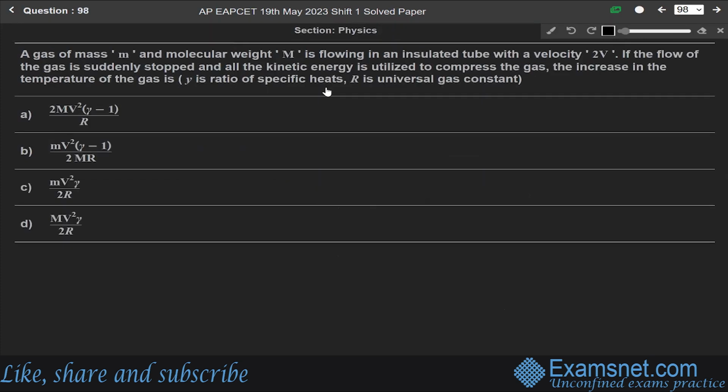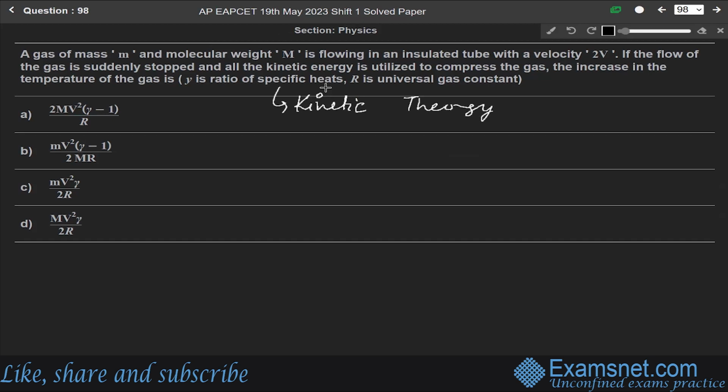Now next question 98. A gas of mass m and molecular weight capital M is flowing in an insulated tube with a velocity 2v. If the flow of gas is suddenly stopped and all kinetic energy is utilized to compress the gas, the increase in temperature of the gas is, okay. So this question is again from the chapter of kinetic theory.